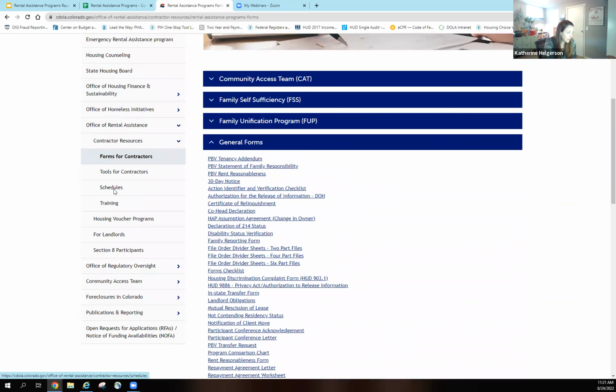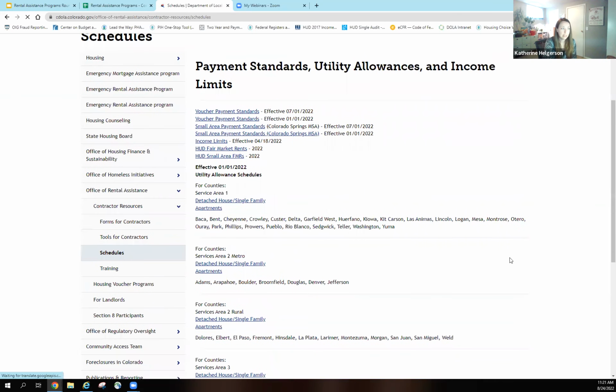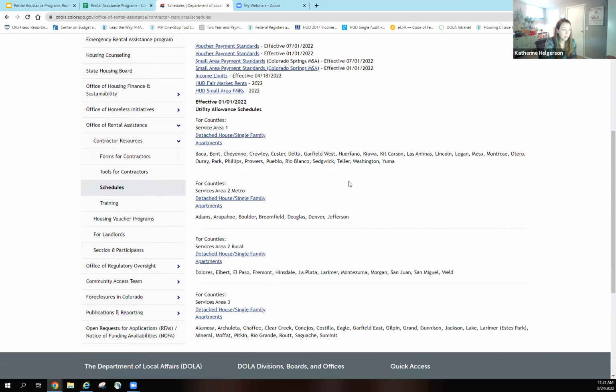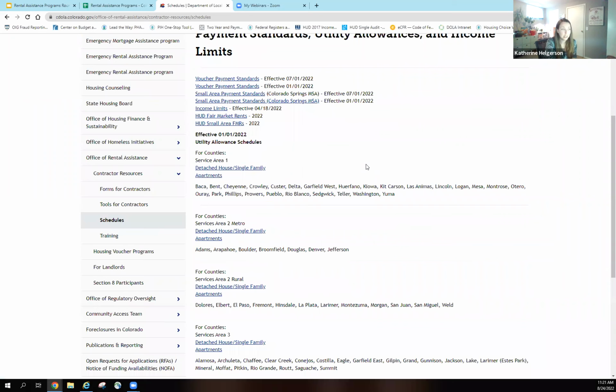And then we have all of our schedules out here, our payment standards, our utility allowances, and our income limits. Always the most current, and anything historical from 2021 and earlier, we do have saved on our drive. So if you need it for any reason and you can't access it, let your SPOC know and we can get it to you. But what we put out here is what's current today, because we don't want to confuse anybody.